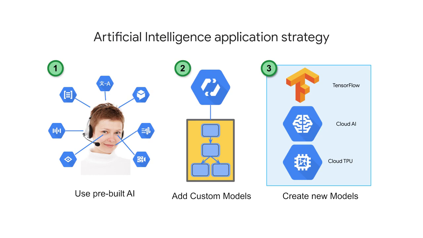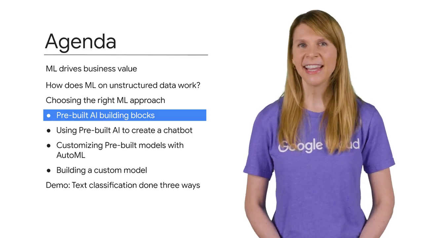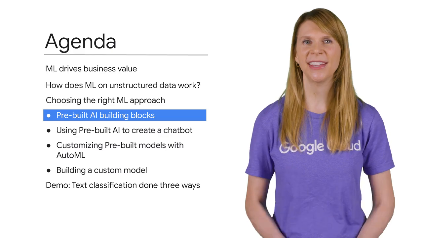But what about if the building blocks don't work well for the specificity you need on your data? That's when you should consider AutoML as a good candidate. It can even work with just a little bit of data, like 10 to 100 images per label. This lesson covers each of these approaches in detail. First up is using pre-built AI building blocks for your use case.